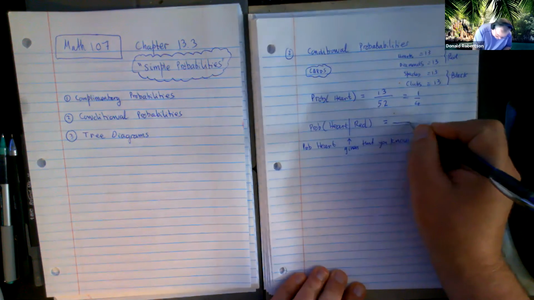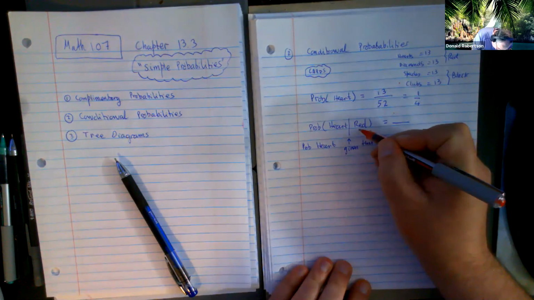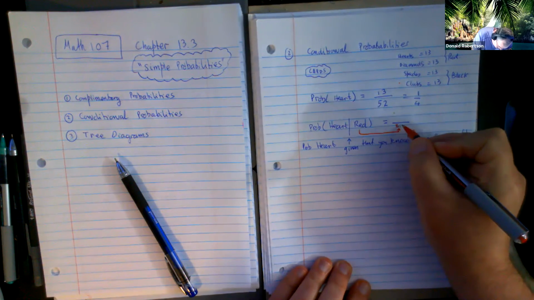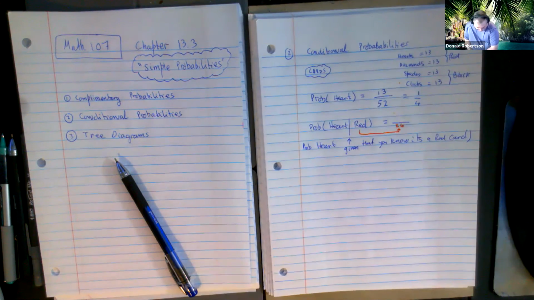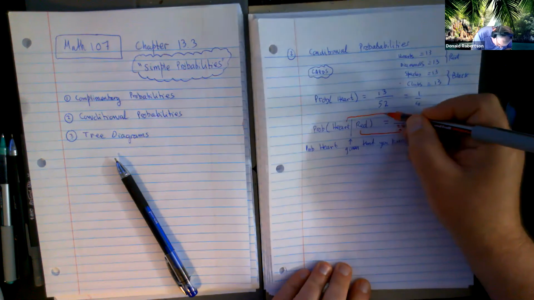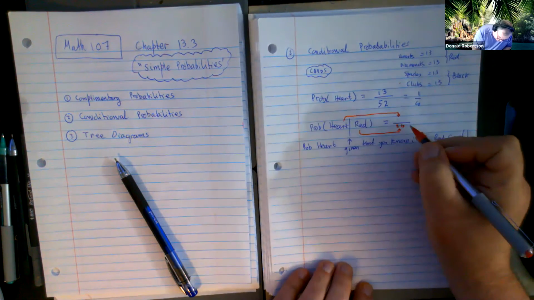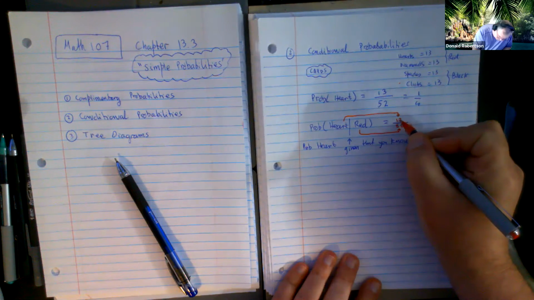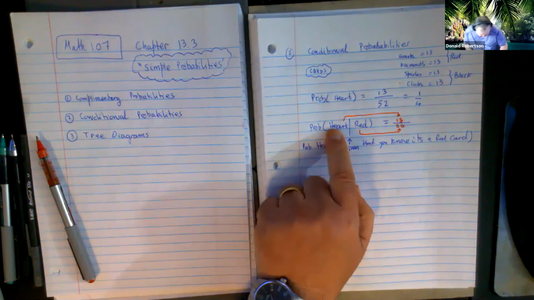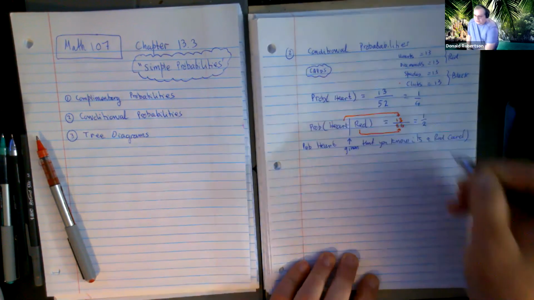So how do we find this new conditional probability? The bottom number is not 52 anymore. The bottom number is this guy, and there are 26 red cards. And the top number is how many of those red cards are hearts. And isn't it 13 of them are hearts? So the probability that you get a heart, given that it's a red card, simplifies down to a 50-50 chance.